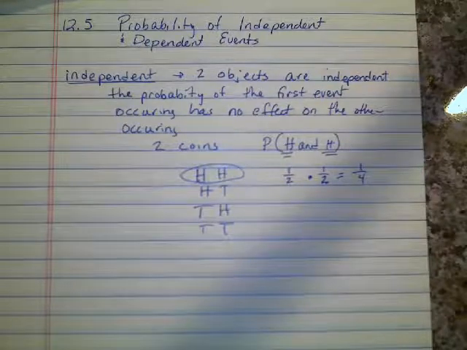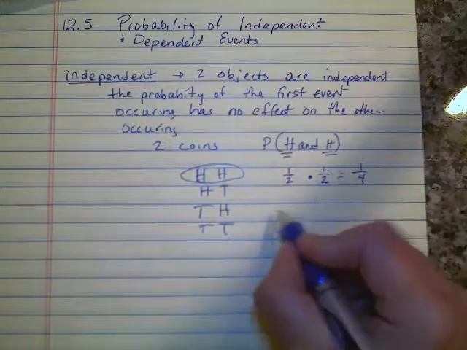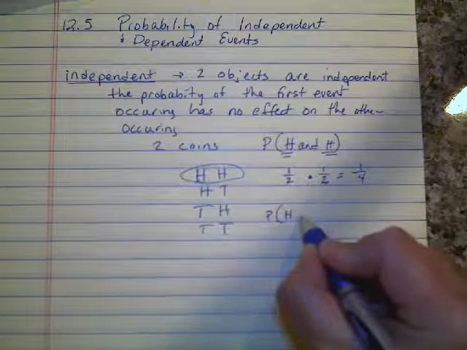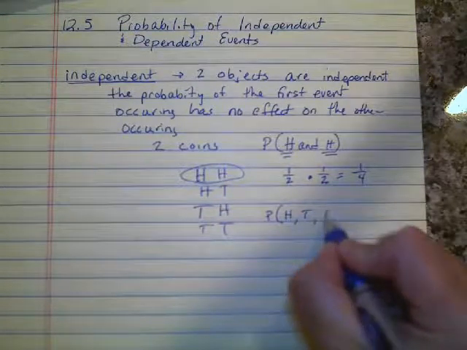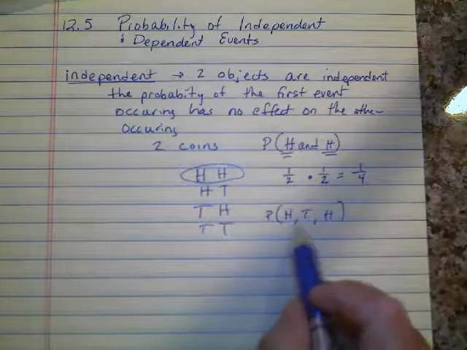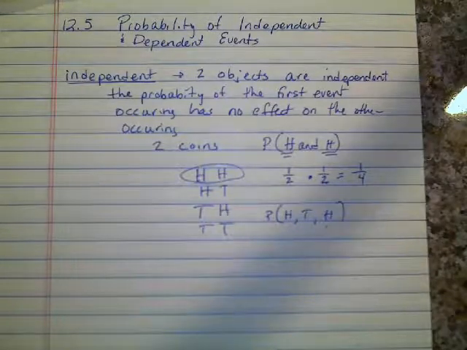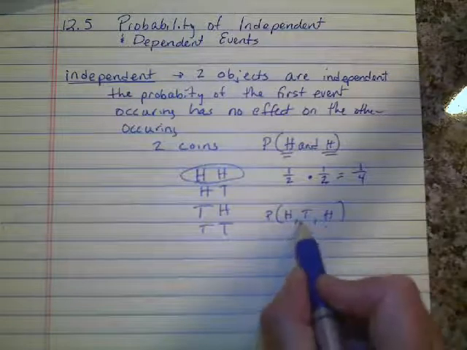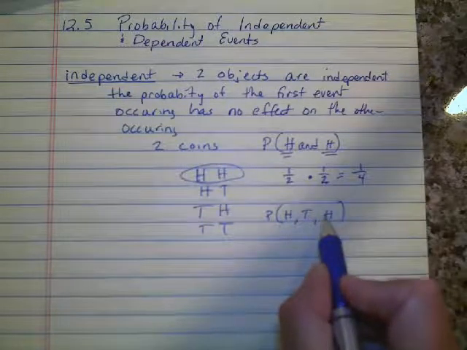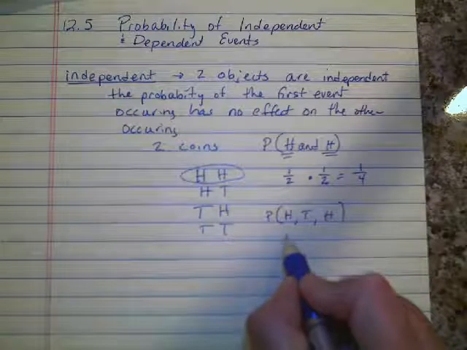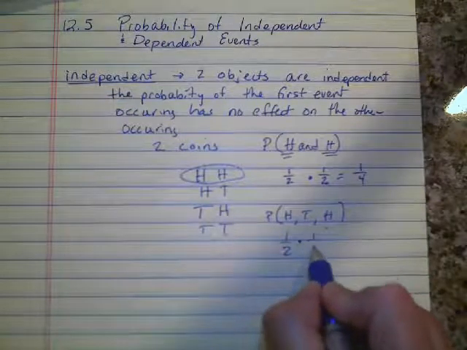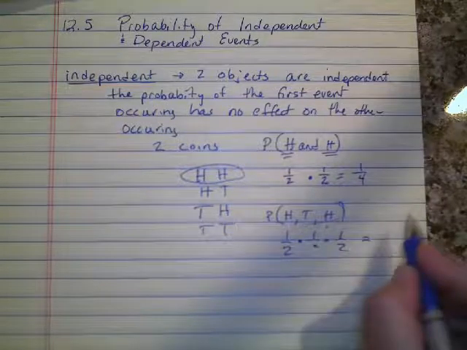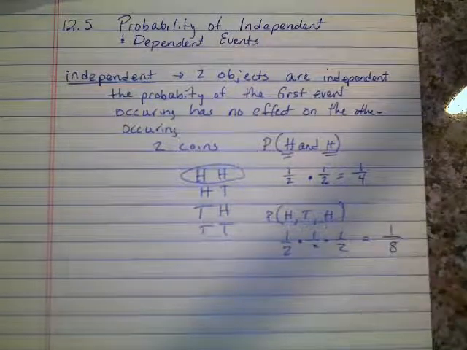If you think about a third coin, what if I wanted the probability of getting heads, then tails, then heads? What I get on the first two coins isn't going to have any effect on what I get on the third coin. So if I wanted to get heads on the first one, tails on the second one, heads on the third one, it would be 1/2 times 1/2 times 1/2. So the probability that it lands in this order is 1 time out of 8 times.